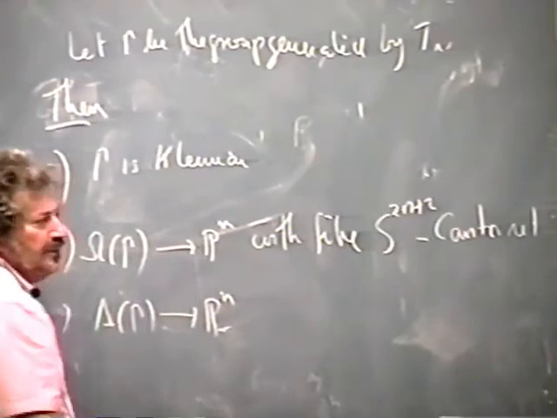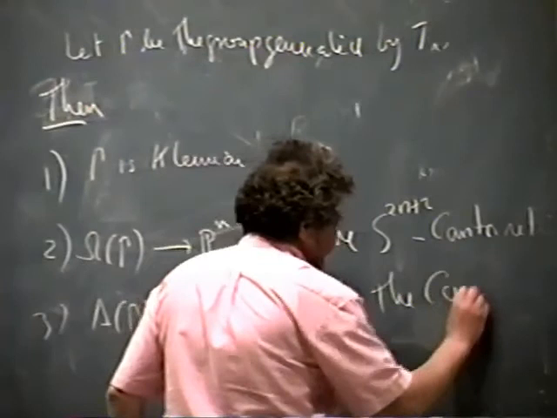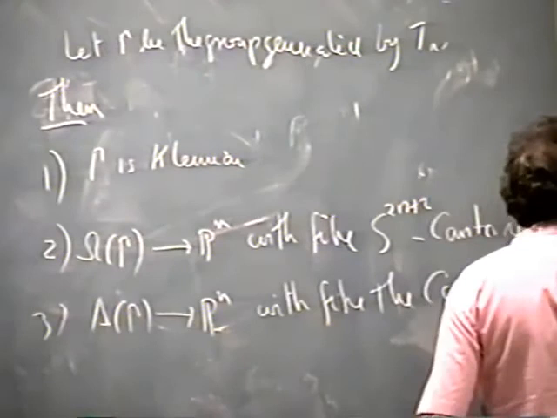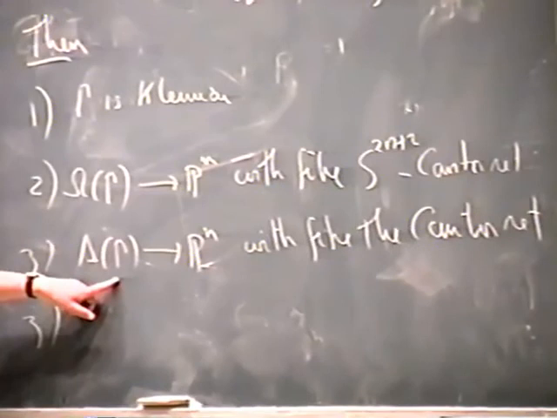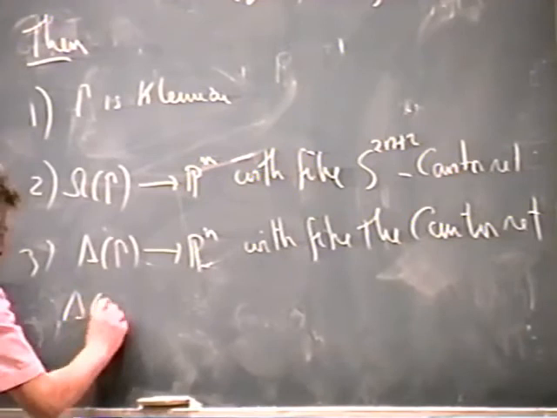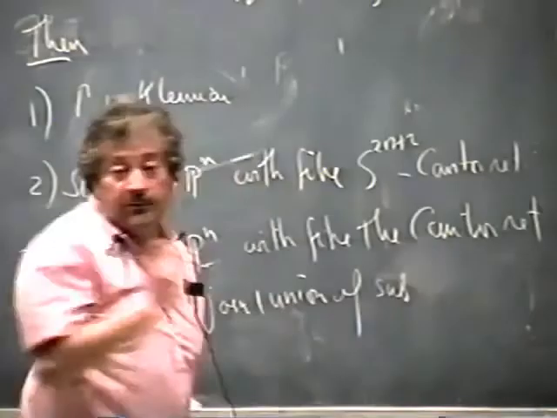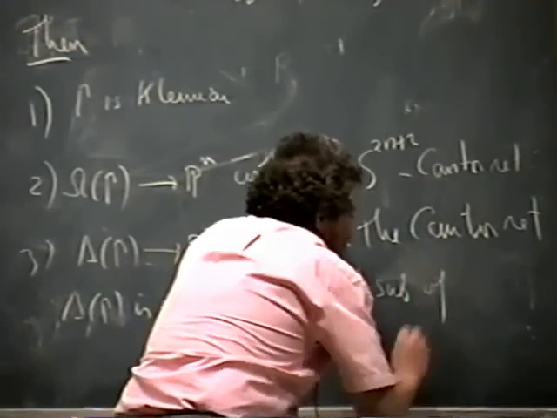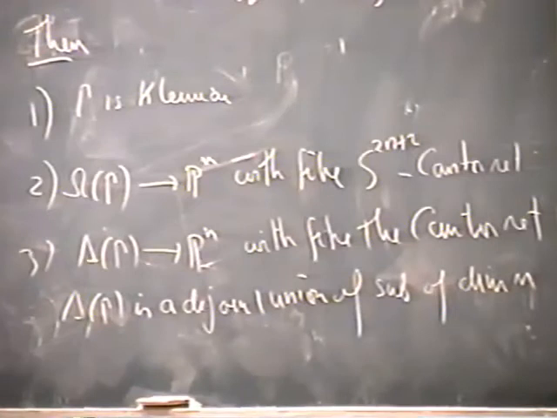Fibers over PN with fiber the limit set. In fact, lambda gamma is a union of copies of subspaces, uncountably many, obviously Cantor said, subspaces of dimension p, of dimension n. Well, that describes it.